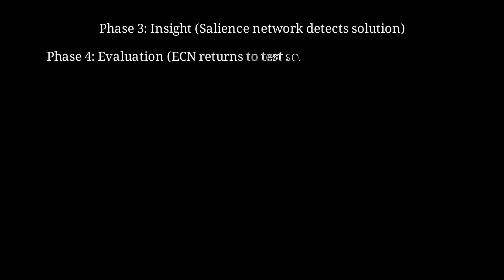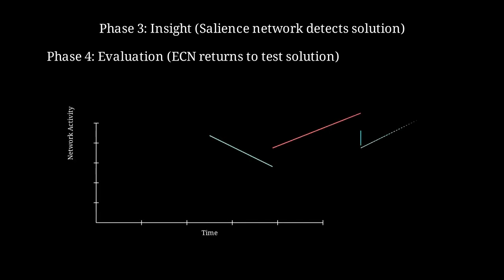In the final phase, the executive control network returns to evaluate whether the solution actually works, testing it against the original constraints. This graph shows the dynamic fluctuation of network activity across the creative process. Green represents executive control, red represents default mode, and cyan represents salience network activity. Notice how they take turns being dominant.